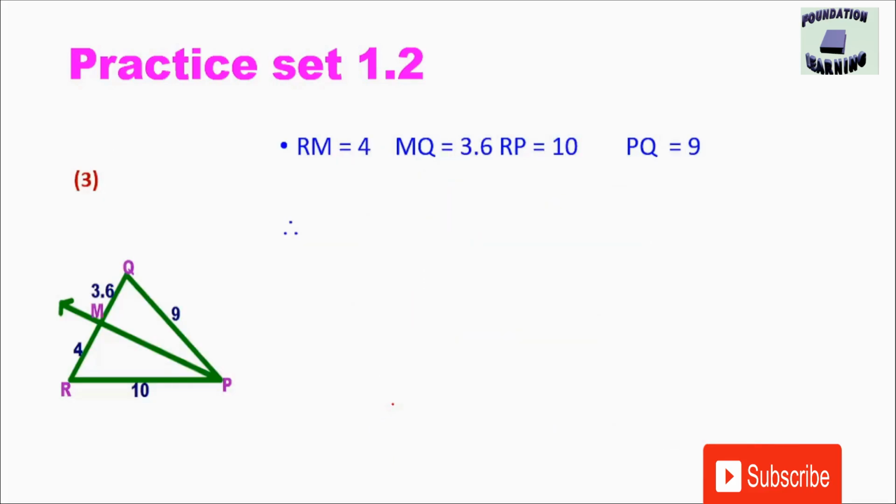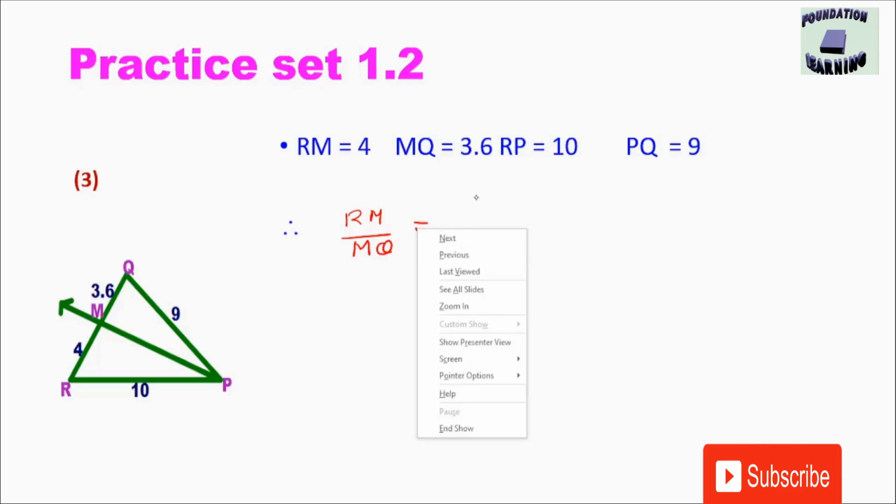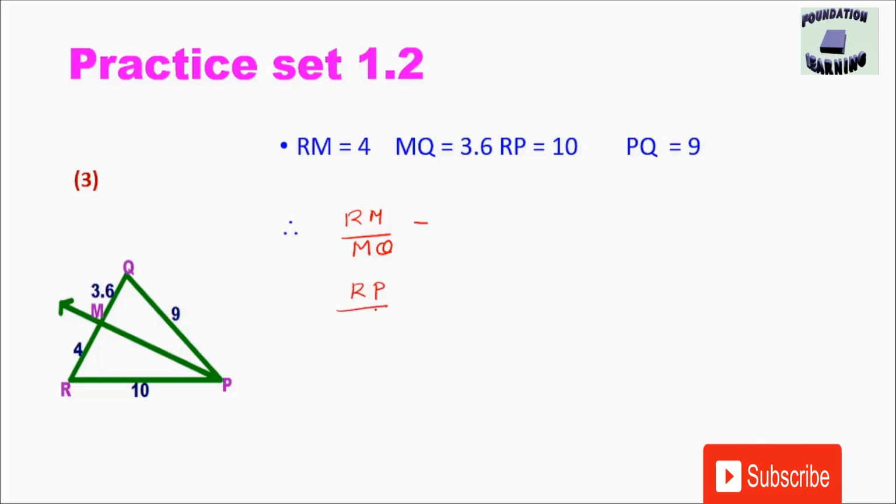Now we take the third sum, the same type. Here we have to find the ratio of RM upon MQ, and we have to find RP upon QP. How much is RM? RM is 4. MQ is 3.6. RP is 10. And PQ is 9.